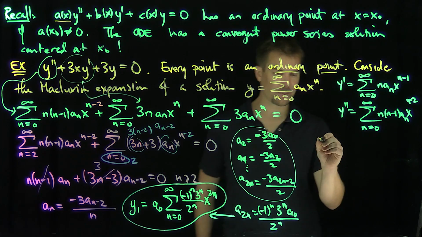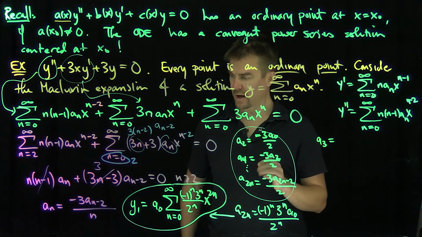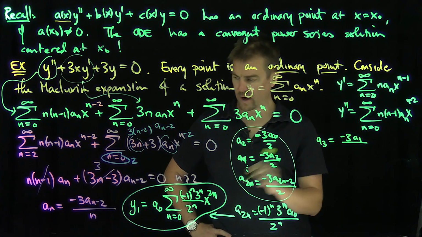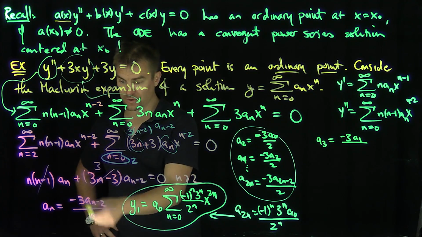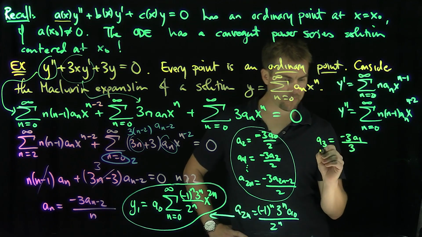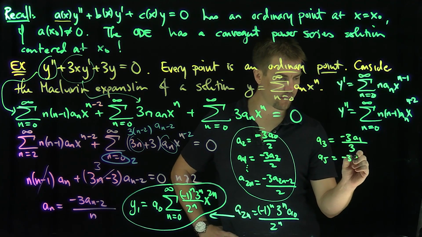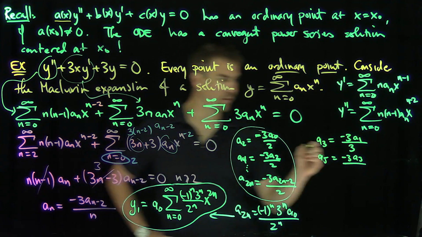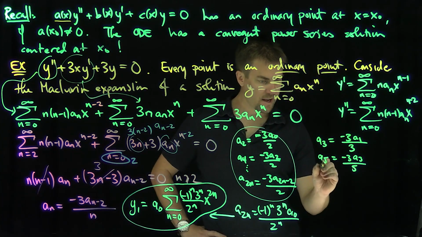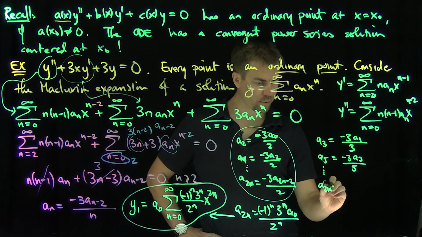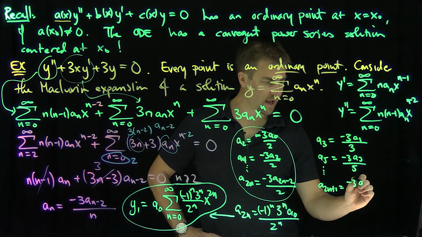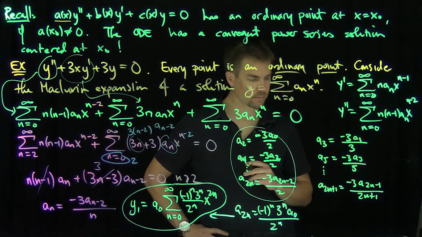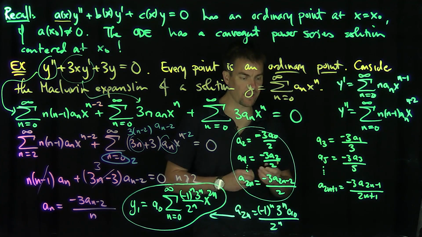So if I turn to the odd coefficients, I'm going to have a3 is equal to negative 3 a1 over what? I have to plug in n equals 3. So I'm going to have a 3 over there. Let's leave it like that. a5 is going to be negative 3 a3, and I have to plug in n equals 5 now, right? So I have 3 times, I have 5 down over there. And then generically, a_{2n+1} is going to be negative 3 a_{2n-1} over 2n plus 1.